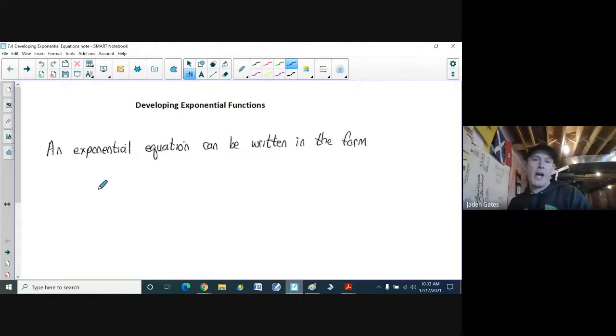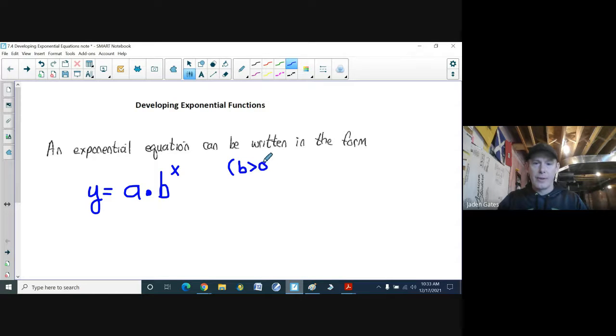All right, so now continuing on with exponential functions or equations, we're going to start to make our own. And so an exponential equation, as I mentioned earlier, can be written in the form y equals a times b to the power of x. And a little side note here is that b is always greater than 0, can't be negative.